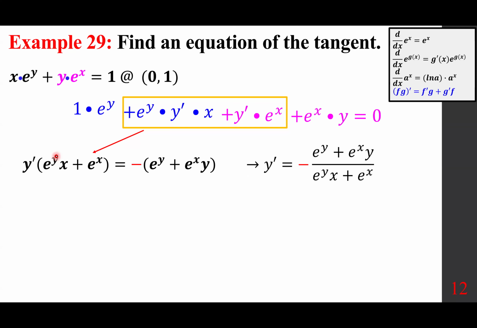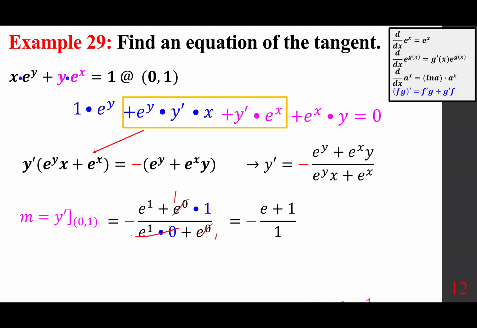And so what is the slope? Plug in. So we're going to say m is y prime such that x is 0, y is 1. In other words, evaluated. So we are going to replace the y with 1, x with 0, and e to the power of 0 is 1, and this thing, because it's times 0, it's 0. So the numerator is e plus 1, the denominator is 1, and we have a negative sign in front, and we're going to say simply minus e minus 1.